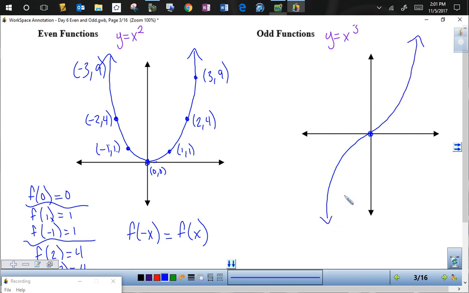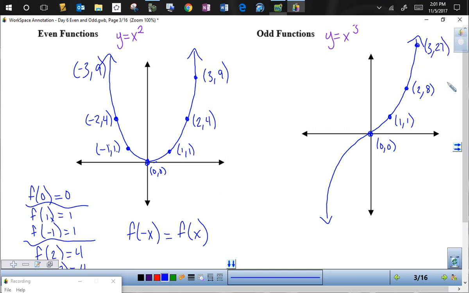And we'll put some points on there as well. So we've got 0, 0. If I take 1 and cube it, I get 1. If I take 2 and cube it, I get 8. 2 times 2 times 2. And if I take 3 and cube it, I get 3 times 3 times 3, which is 27.